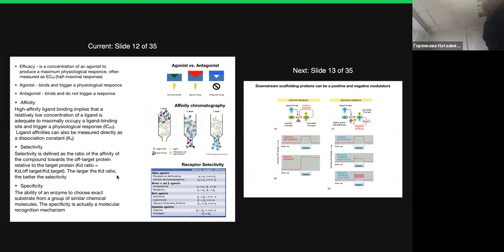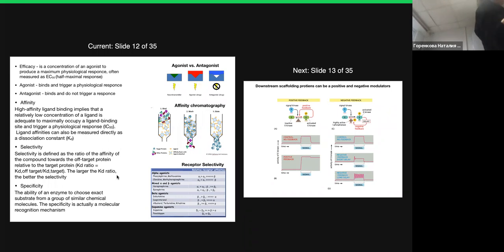I just give this small picture because the slide gives no information, only describing this word. It's only to describe affinity, better for understanding affinity chromatography. Selectivity is better understood when we discuss some specific receptor selectivity. It's just an example. So agonists make an effect, antagonists sit nicely but without effect. Clear?